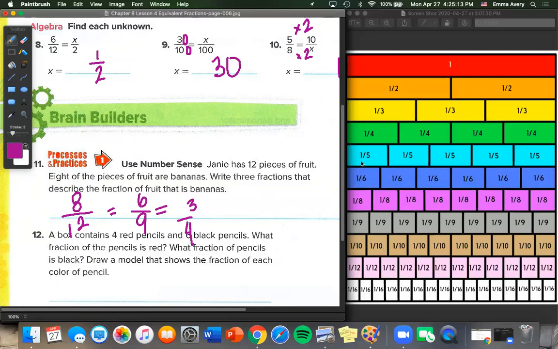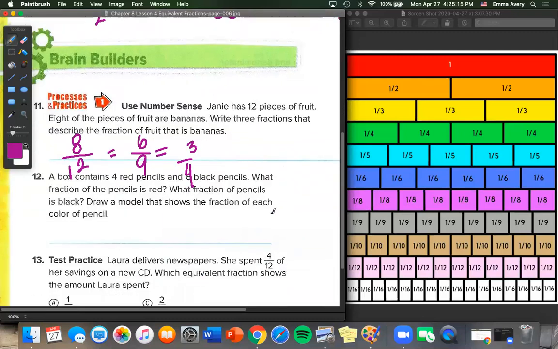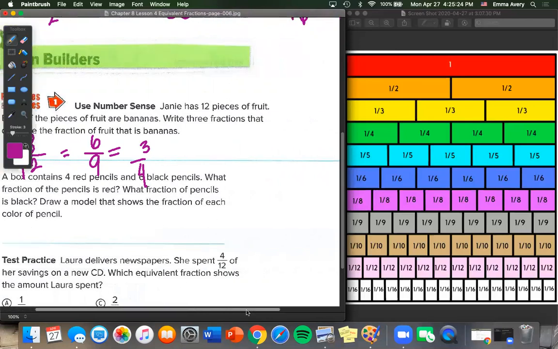Number 12. A box contains 4 red pencils and 6 black pencils. What fraction of the pencils is red? What fraction of the pencils is black? Draw a model that shows the fraction of each color pencil.